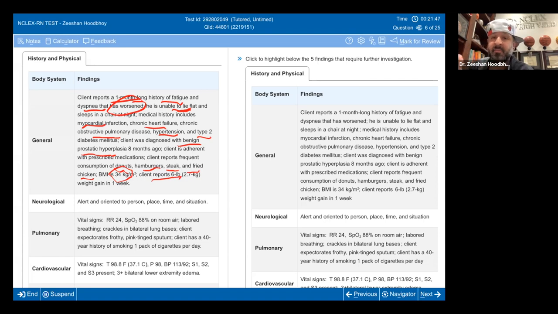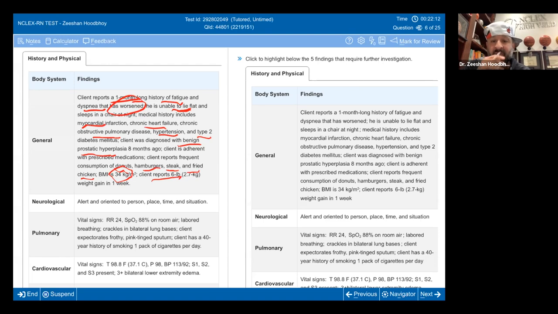What is happening here? Tell me what's just happened and tell me how we've learned it. Heart failure, 100%. Heart failure, weight gain, dyspnea, trouble lying down, right? With all the medical history. So now we go into neuro. Neuro is A&O times 3.